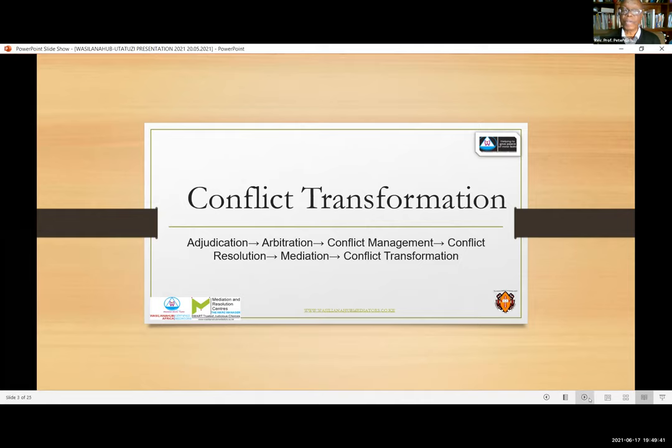This is a new way of looking at conflict, that conflict must not end with you just by resolution or management. So here I'll put a spectrum of what we can do. We have adjudication if there's a conflict, or we can have arbitration, or conflict management, or conflict resolution, or mediation. And you can see at the end, the desired result is always conflict transformation, because that's where people who live together may need to transform their conflict into something that is meaningful.